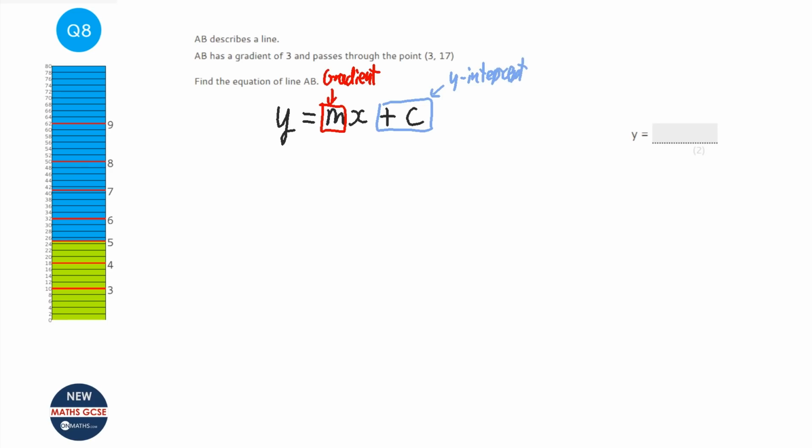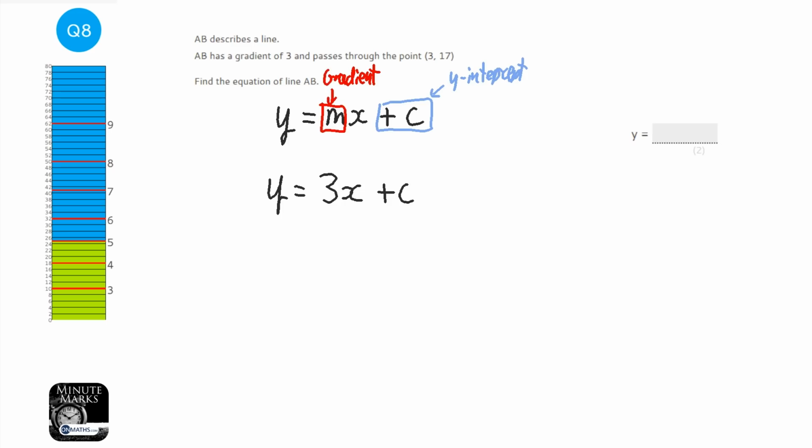Okay, so we need to understand how to use that formula for this question. It already tells us that the gradient of the line is 3, so we can fill that in. So it's y equals 3x plus c. Nice and easy. The only thing we don't have is the y-intercept.